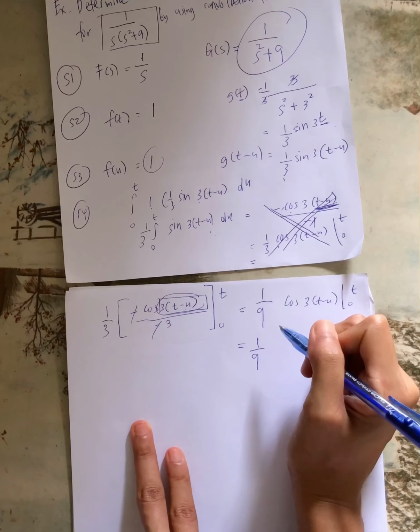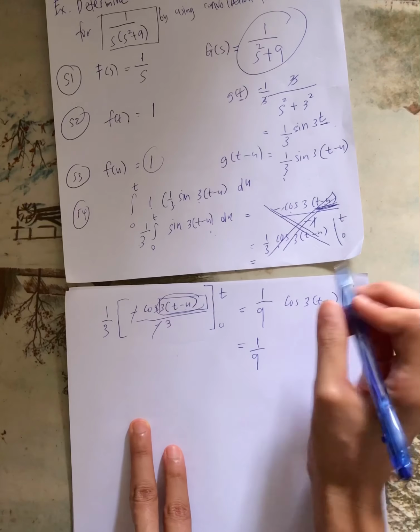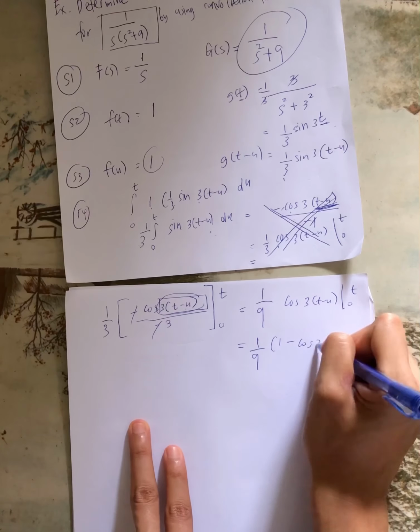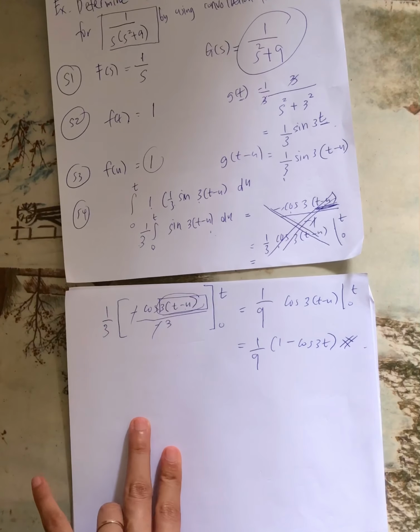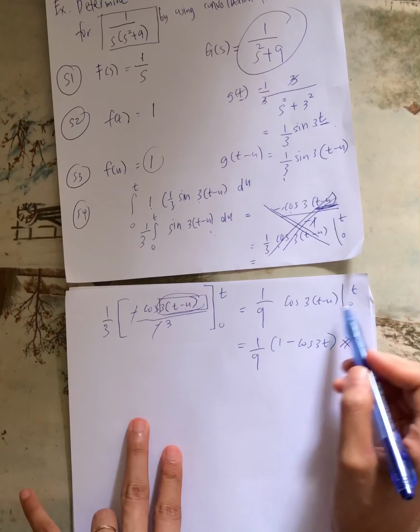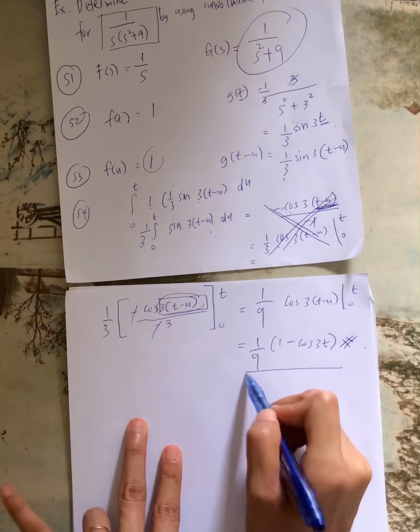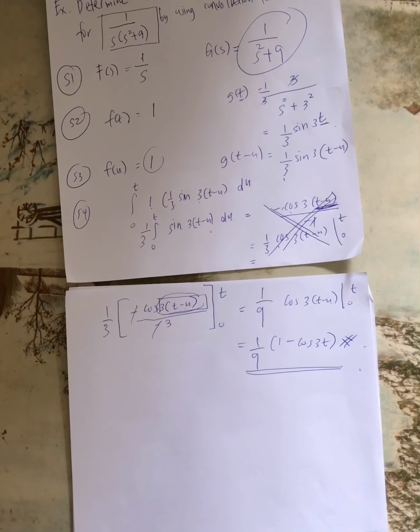So the answer you will get is 1 over 9, 1 minus cos 3t. Substitute these two, 0 and t into u, so you will get this. Alright, so these are the steps of the convolution theorem.